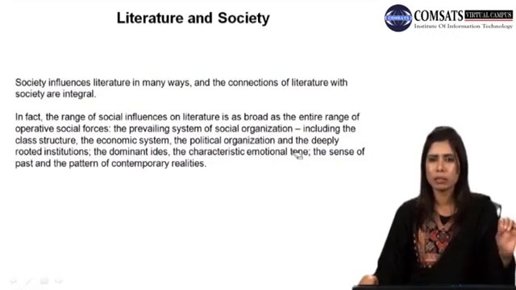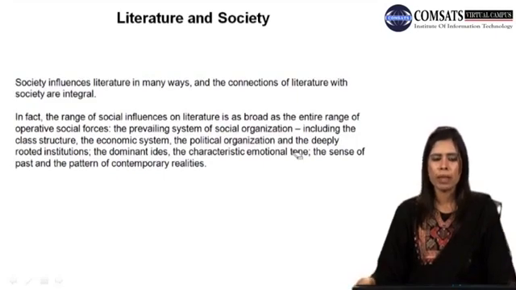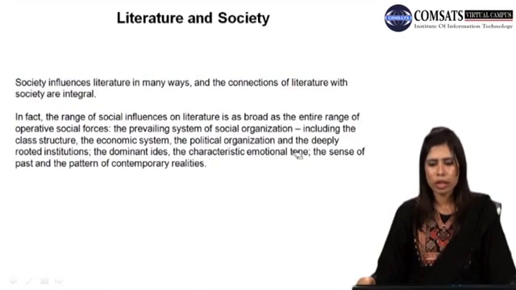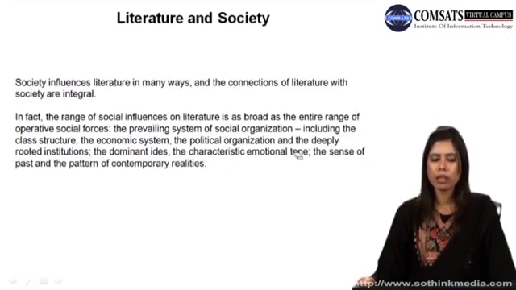So society basically influences literature in too many ways. In fact, the range of social influences on literature is as broad as the entire range of operative social forces. The prevailing system of social organization, including the class structure, the economic system, the political organization, and the deeply rooted situations, the dominant ideas, the characteristic emotional tone, the sense of past, and the pattern of contemporary realities.